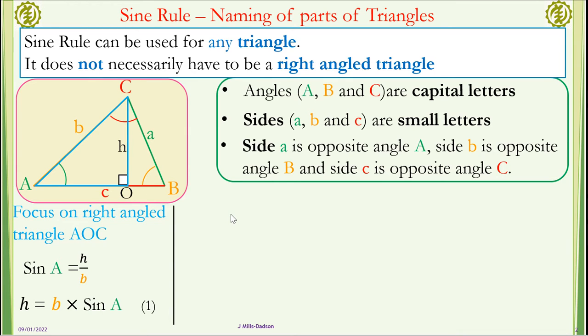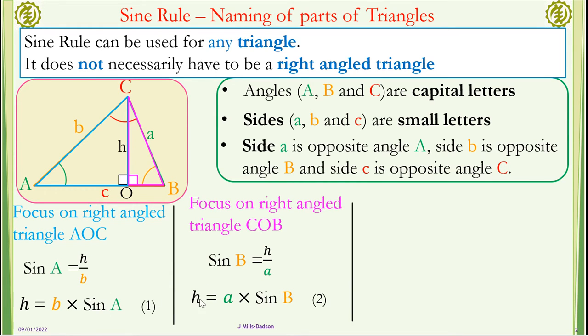Then let's focus on right angle triangle COB, and let's work out what will be sine B. Sine B, opposite, which is the height, over the hypotenuse, which is a. Make h the subject by multiplying through by a. If you multiply through by a, it cancels out this a, and a multiplies sine B.